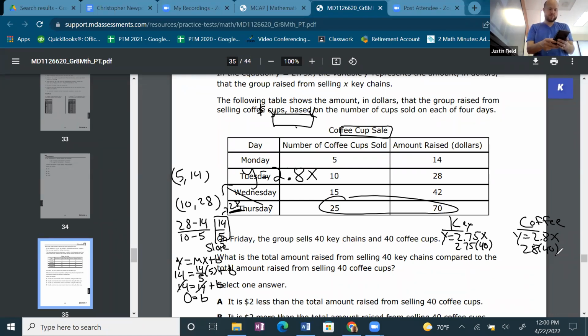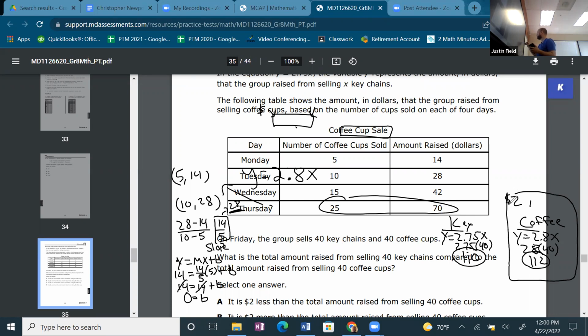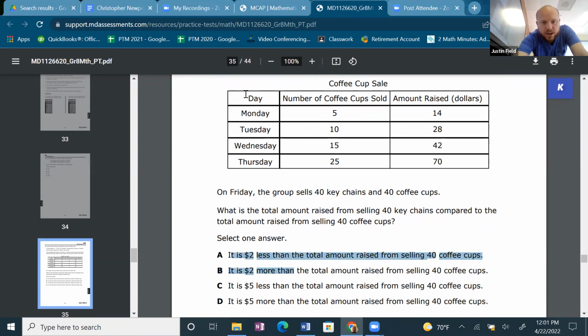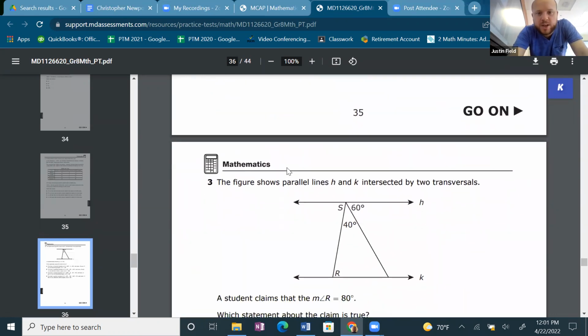2.75 times 40 is 110. And 2.8 times 40 is 112. So we get $2 more from the coffee cups, right? So let's find the one that says $2 less than the total amount raised from selling coffee cups. No, it's $2 less. It's A. A is the answer. All right.